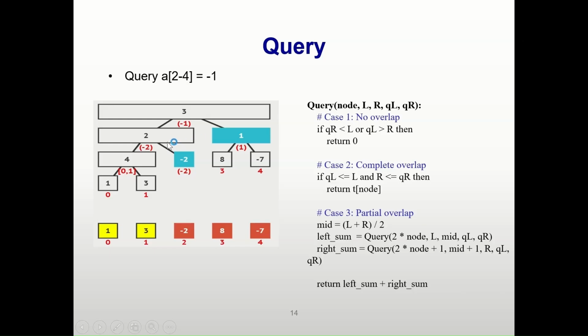Here is an example where we want to find out the sum from index 2 to 4, which is minus 1. In that case, the tree skips parts that are outside 2 to 4. It only adds the segments that overlap the range. So the answer would be minus 2, 8 and minus 7, which is minus 1. The segment tree quickly finds this in order of log n time because it doesn't need to check every element.